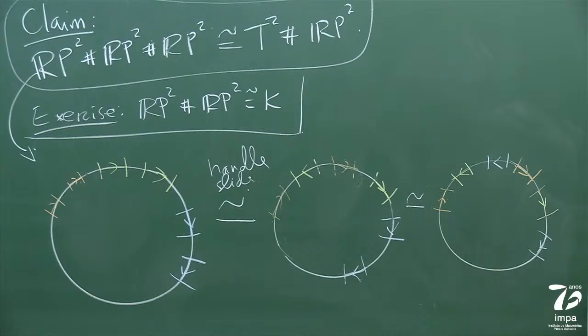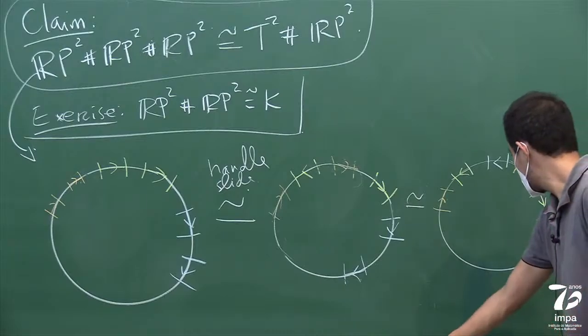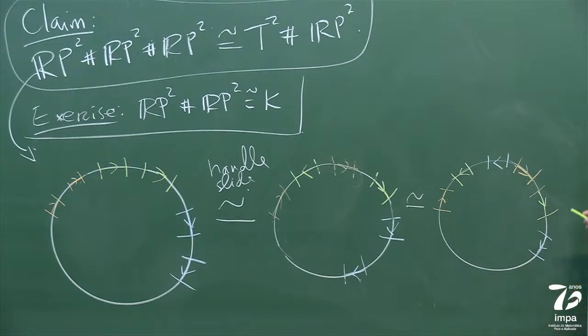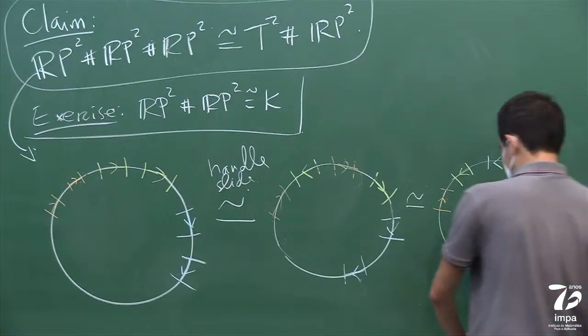Okay, so now I see how to finish. So now what you do is you do one more handle slide, which is you take the green over here, and then you slide it over to this side. Okay, you take this green, and you slide it over to this side. So it's going to enter here, and it's going to come out here. Okay? So then it's done.